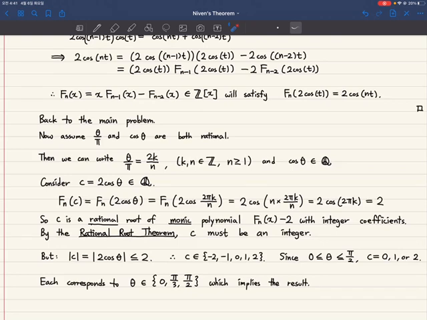So fn of c equals fn of 2 cosine theta, and if we plug in 2k pi over n for theta, then we can get this result over here.